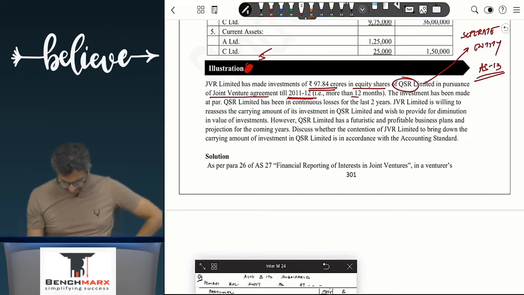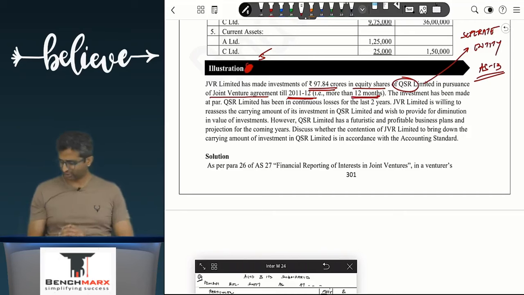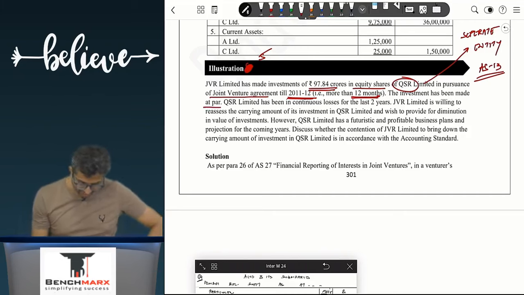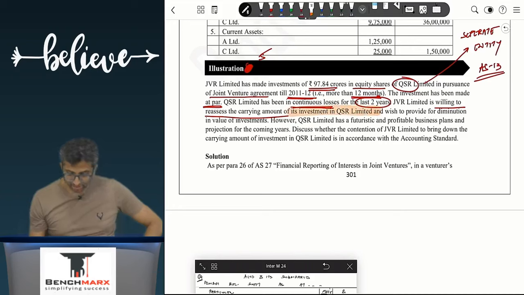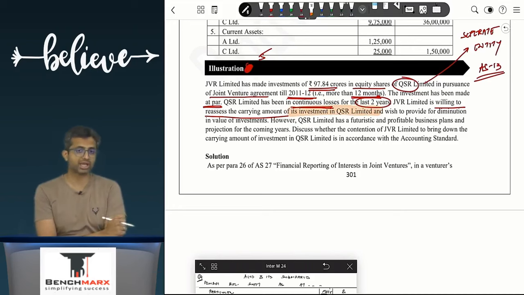Till 11-12, that is more than 12 months. So, the investment over here is like a long-term investment. The investment has been made at par. QSR has been in continuous losses for the last 2 years. JVR is willing to reassess the carrying amount of its investment in QSR. Here, but investment in QSR appears in which books? SFS or CFS? SFS. We just saw in the earlier question that in CFS the investment gets eliminated, it is the assets and liabilities. So, it is reassessing the carrying value of investment, it is in SFS.